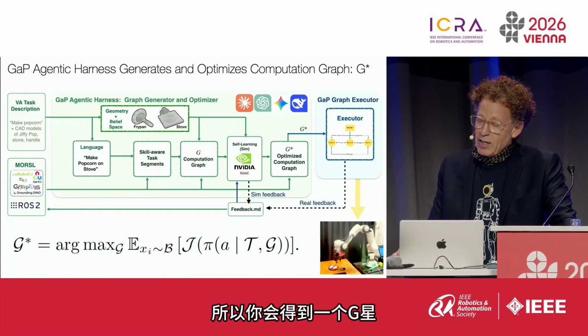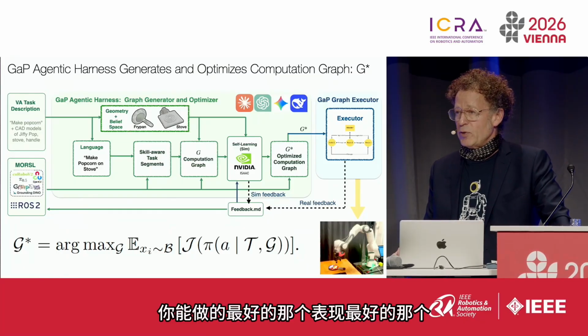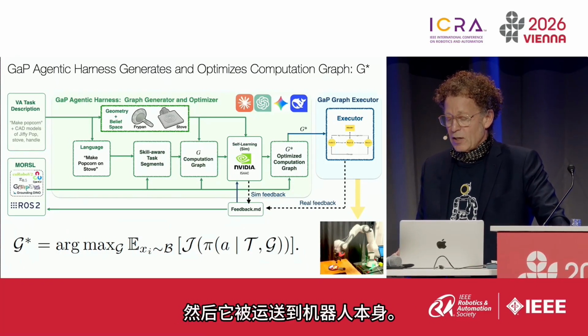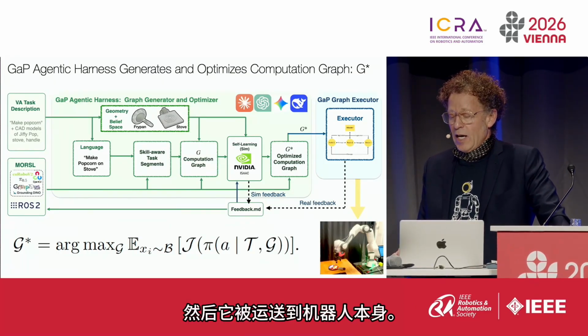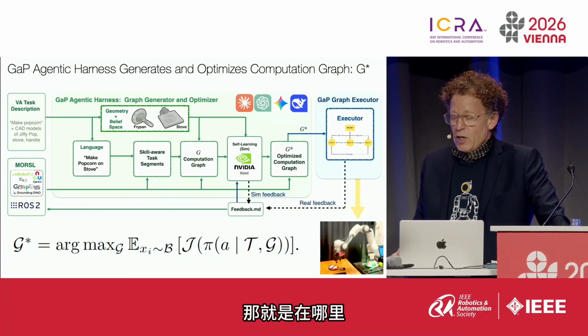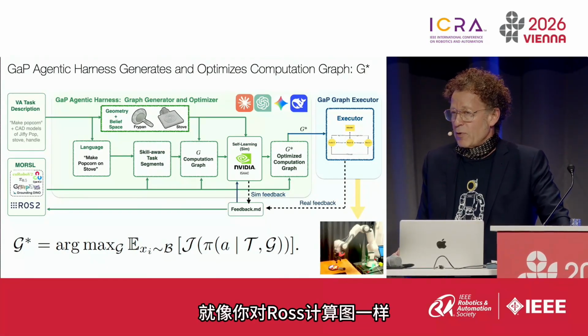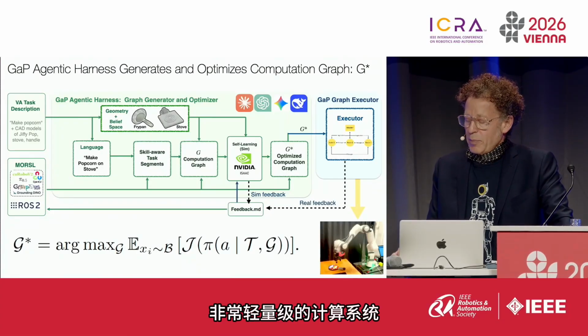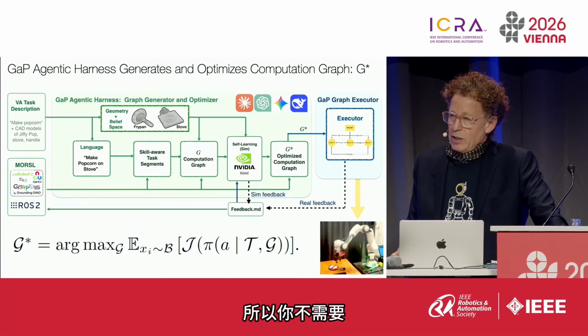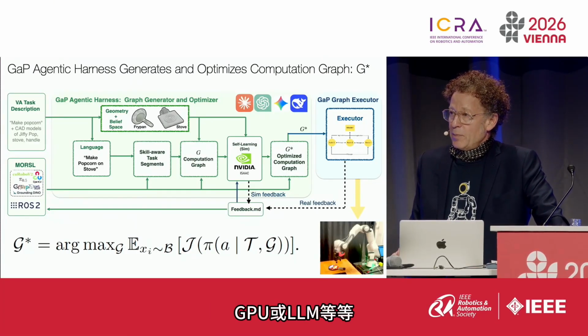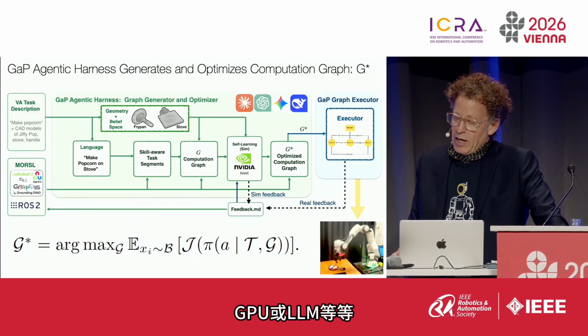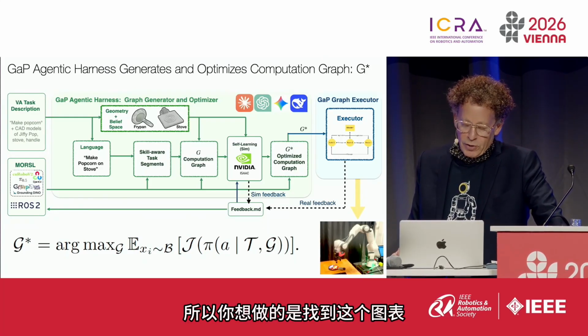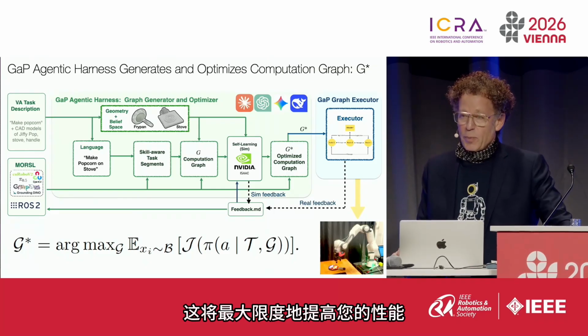So what you then get out of that is a G star, the optimal graph, the best one you can do, the one that performs the best, and then that gets shipped out to the robot itself. And that's where you have a graph executor, just like you have with ROS computation graphs, and that can run on a very, very lightweight computational system. So you don't need the power of the GPUs or LLMs and all that at that point. And so what you're trying to do is find this graph that will maximize your performance.